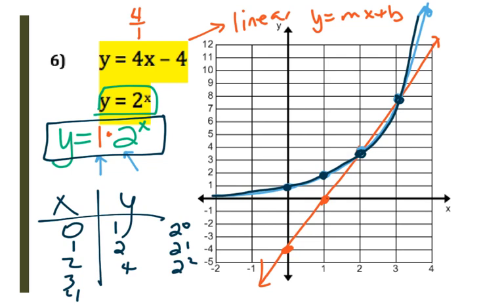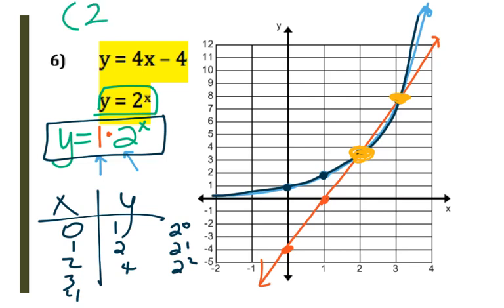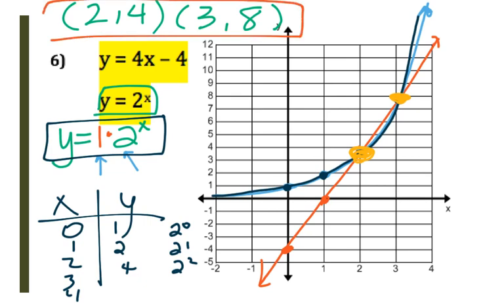What I'm looking for, remember, is where these two graphs intersect, what they have in common. If you see, I've got that point in common and this point in common, so I'm going to name those. Those points are 2, 4, and 3, 8. Those are my solutions. I have two solutions to this system, and that's what they are.